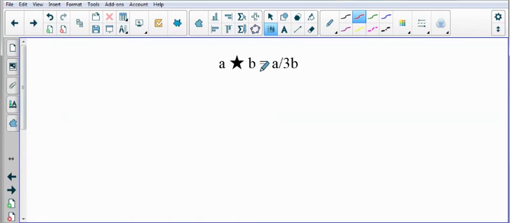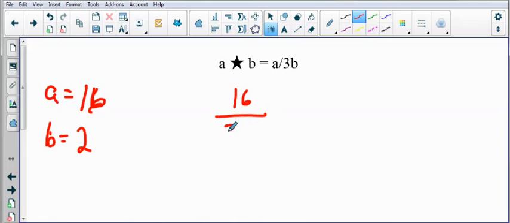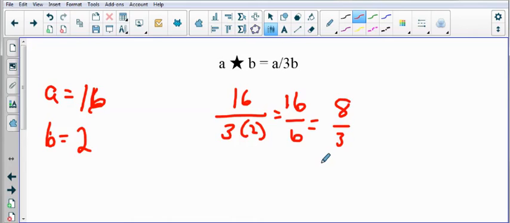So look at the next one that says A star B. Well, if you have A star B, then you take A and you divide it by 3 times B. So let's think of an example again. Let's take A is equal to, I don't know, 16, and B is equal to 2. Then we end up with 16 divided by 3 times 2, which is 16 divided by 6. That simplifies down to 8/3. Okay, there's another example.